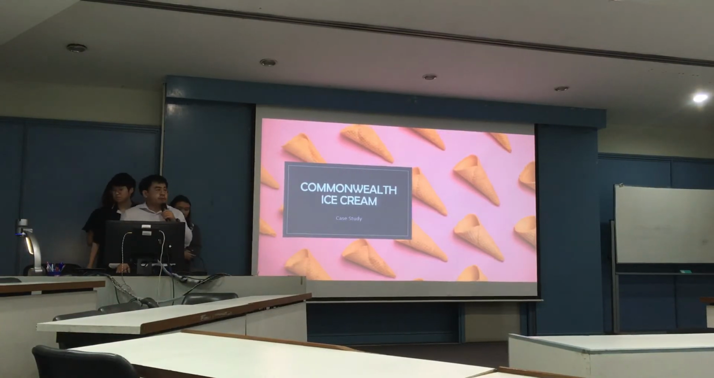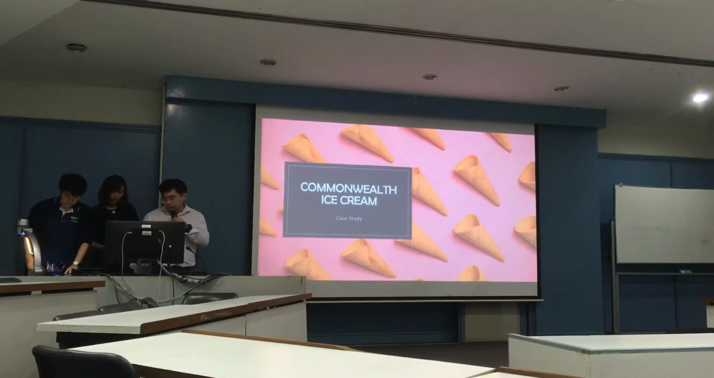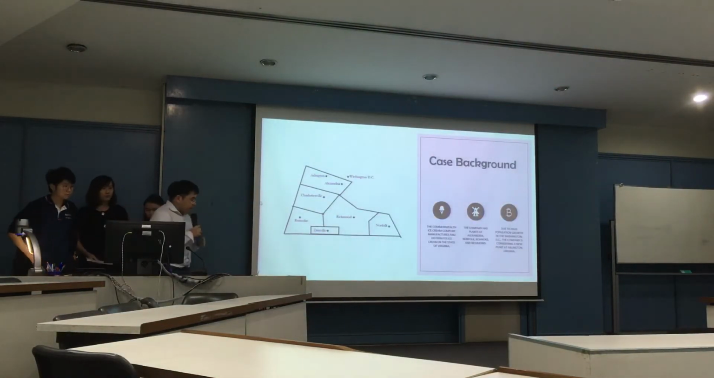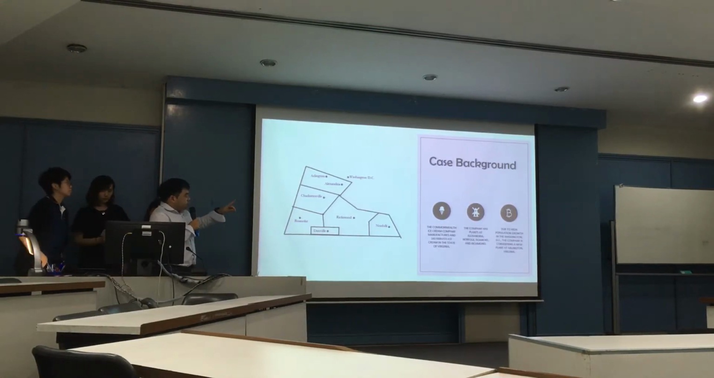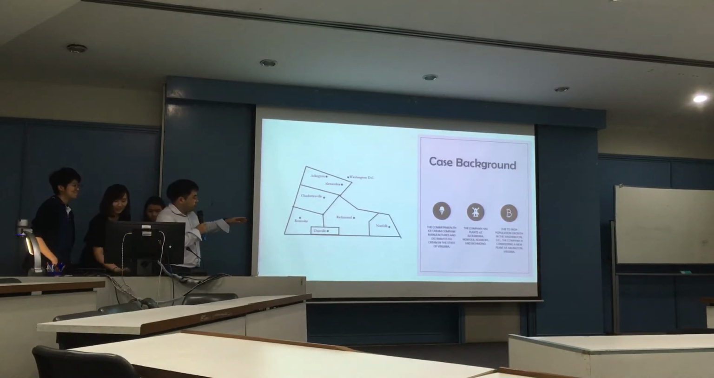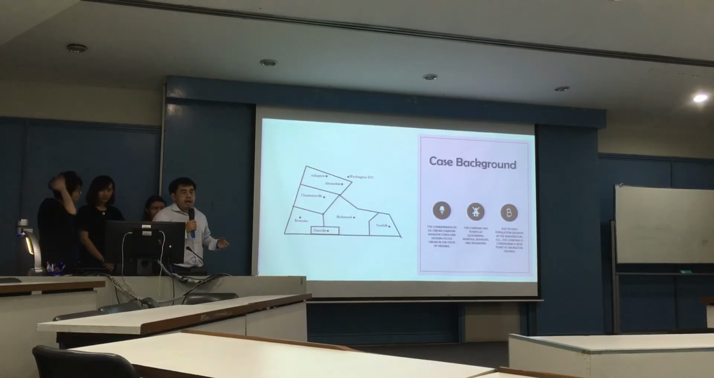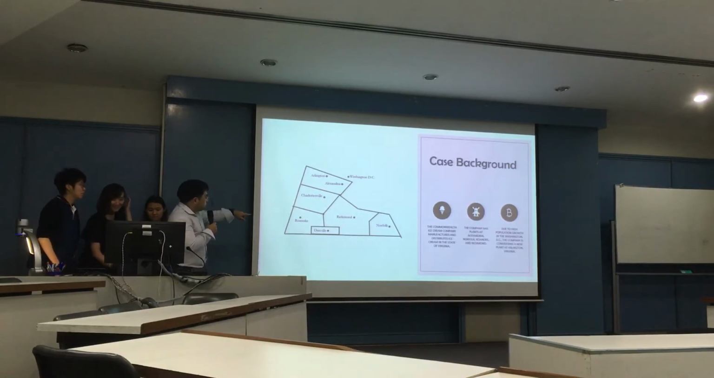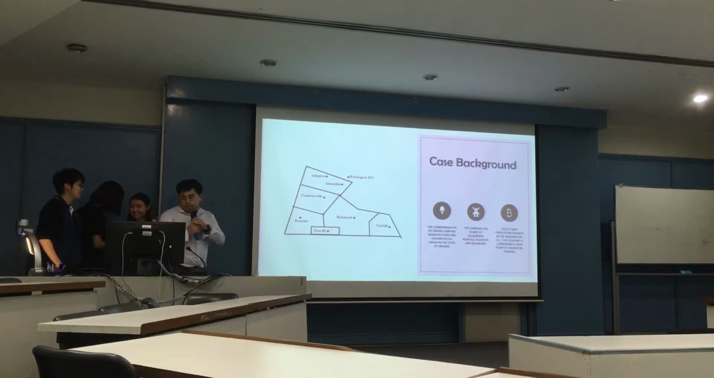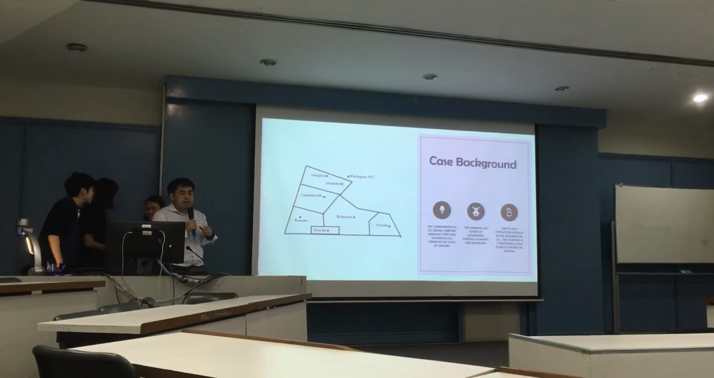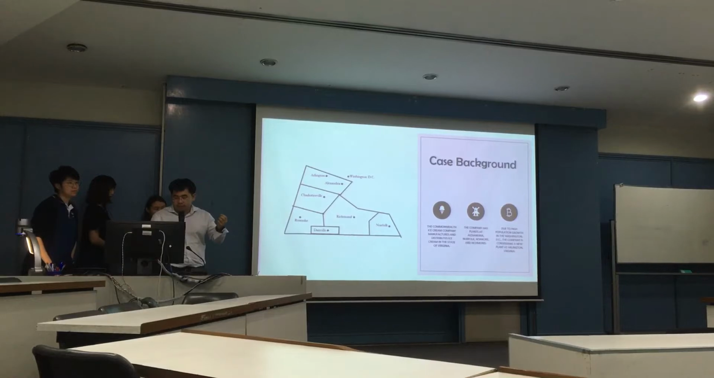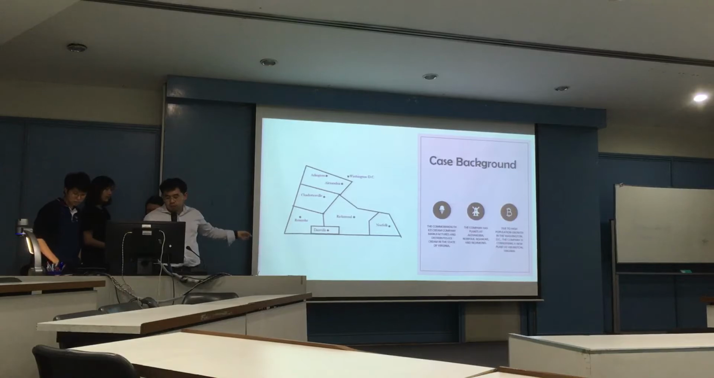Okay, today our group will present the Commonwealth ice cream case study. I will talk about the case background first. Commonwealth Ice Cream Company has manufactured and distributed ice cream in Virginia. Currently the company has 4 manufacturing factories in Alexandria, Roanoke, Norfolk, and Richmond, and they serve a marketing area of 6 cities: Alexandria, Charlottesville, Roanoke, Richmond, Norfolk, and Danville.